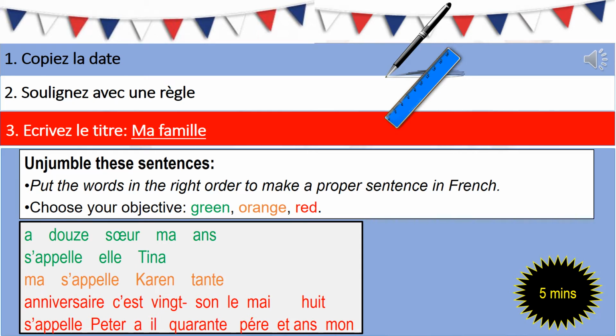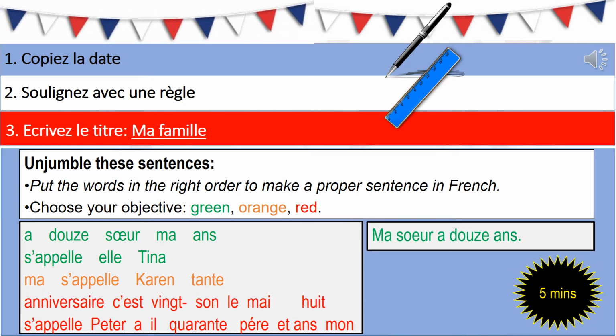For your starter, I would like you to unjumble the sentences that you can see at the bottom. In other words, you need to put the words in the right order to make a proper sentence in French. I have given you an example for the first sentence. The answer would be Ma sœur a 12 ans.